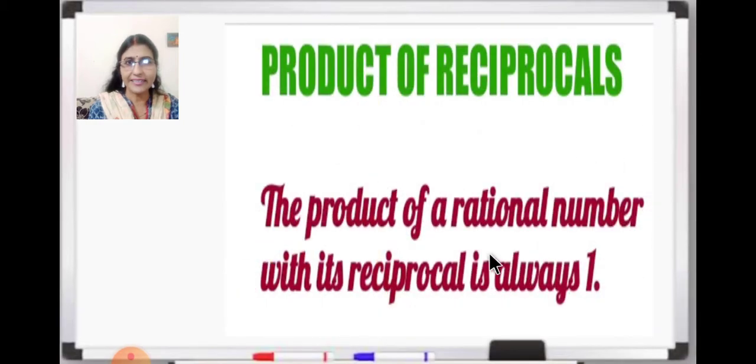Now children, let us understand the next part, product of reciprocals. So now you know what is reciprocal. When the numerator and the denominator of a number are interchanged, you will get its reciprocal. So the product of a rational number with its reciprocal is always 1. Whenever you multiply a rational number with its reciprocal, you will always get 1. Its product will always be 1. So let us understand with the help of an example.